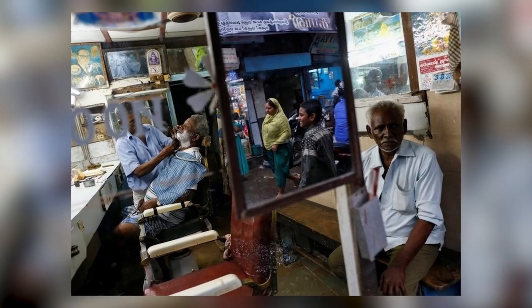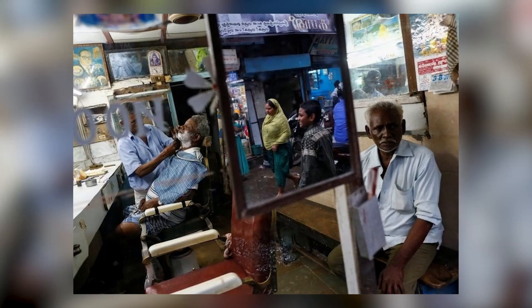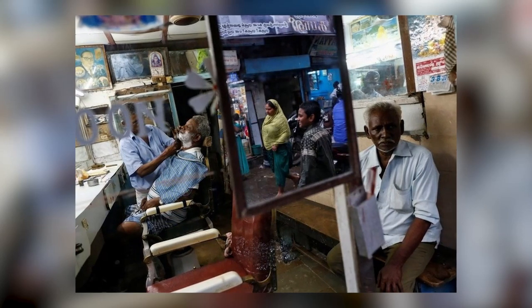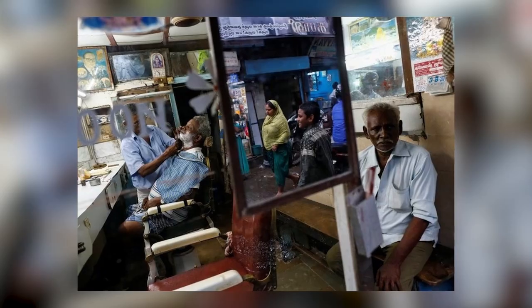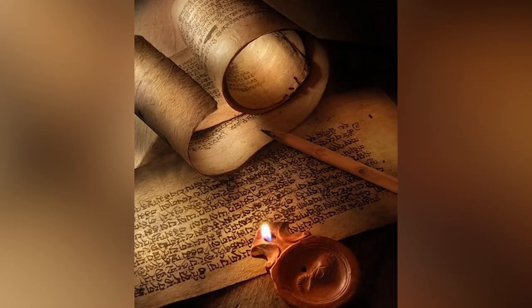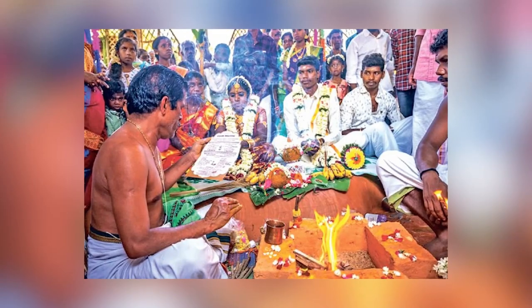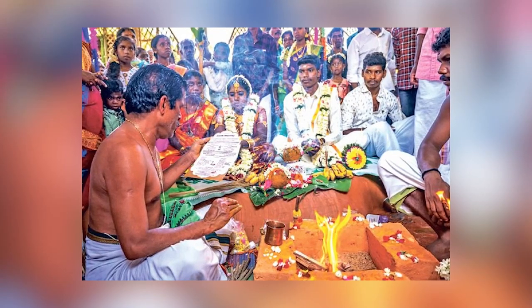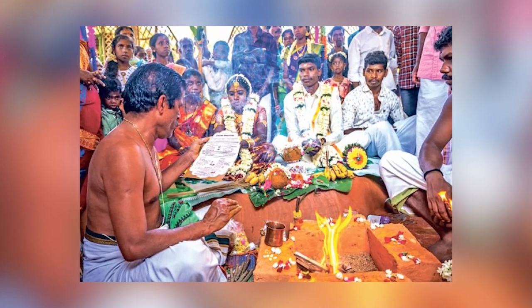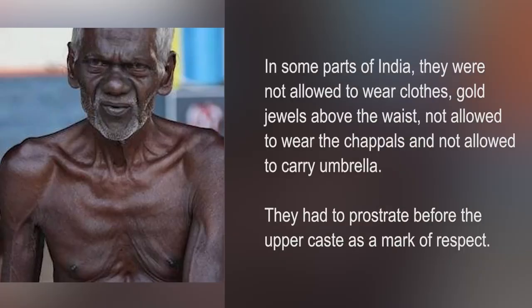In fact, even the barber community and the washerman community, who serve the general public, also don't render their services to the lower caste. Moreover, the lower caste groups were not allowed to study the sacred texts, and their marriage rites and other pujas were performed not by Brahmin priests, but by priests who were lower to Brahmins. In some parts of India, they were not allowed to wear cloths or gold jewels above the waist, not allowed to wear chappals, and not allowed to carry an umbrella. They had to prostrate before the upper caste as a mark of respect.